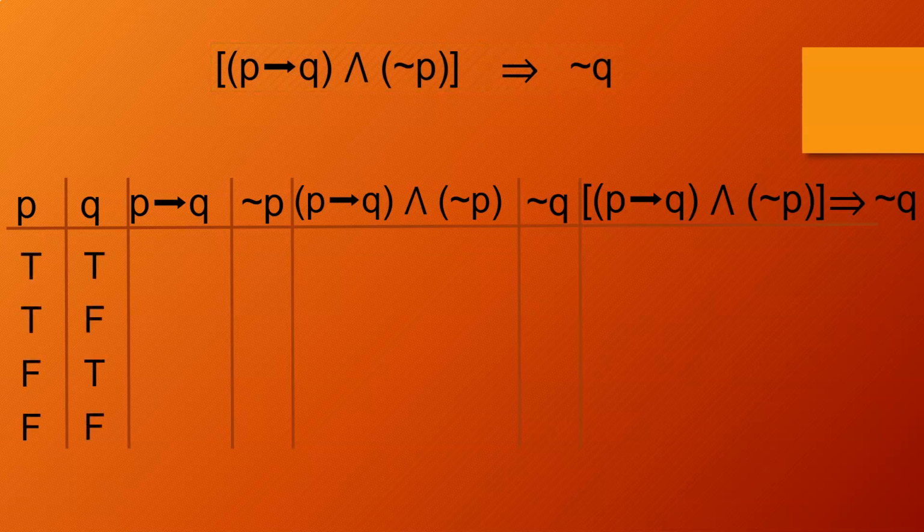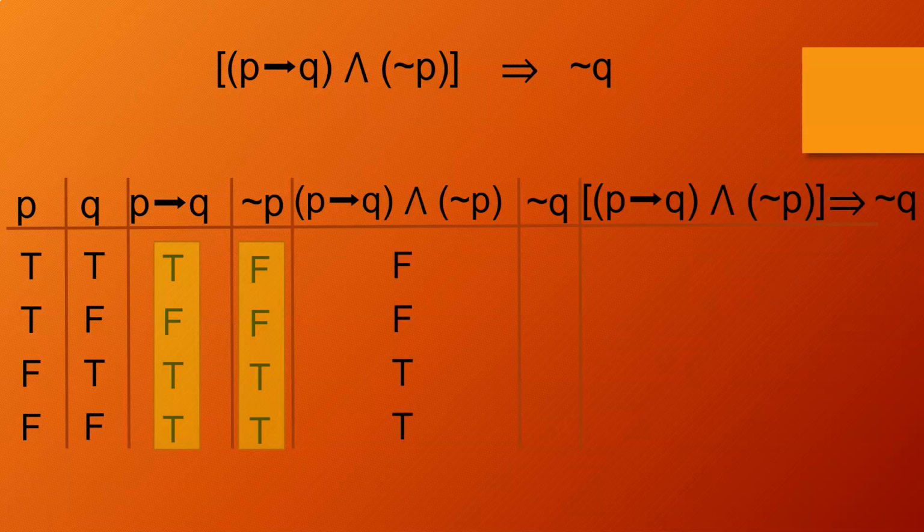Now let's go ahead and complete the truth table. This is no different than completing any other truth table has been. So for the column if P then Q, we'll look back at the P and the Q column and complete that part of the truth table. For not P, we'll look back at the P column, complete that part of the truth table. The next column is a conjunction, so we'll look back at the two pieces that we're putting together with that conjunction and complete that column. Now we have a negation of Q, so we'll look back at the Q column, complete that column.